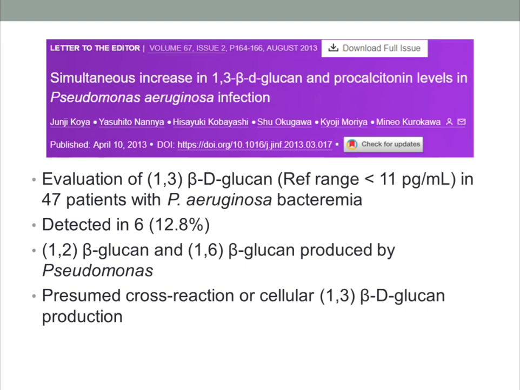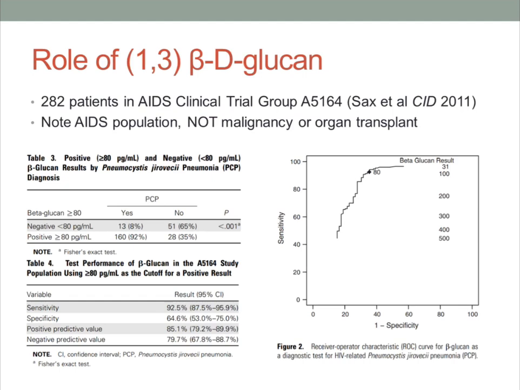We know that Pseudomonas produces 1,2 and 1,6 beta-glucan, and it's presumed that Pseudomonas probably does produce 1,3 beta-glucan as well, either that or it's cross-reacting with the assay. So just something to know about, especially for Pseudomonal bacteremia and other gram negatives. It's, in theory, a possible risk for having a false positive test.